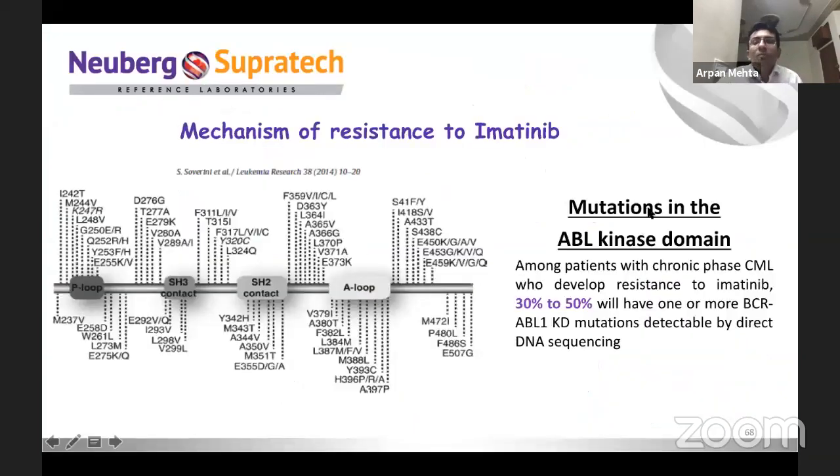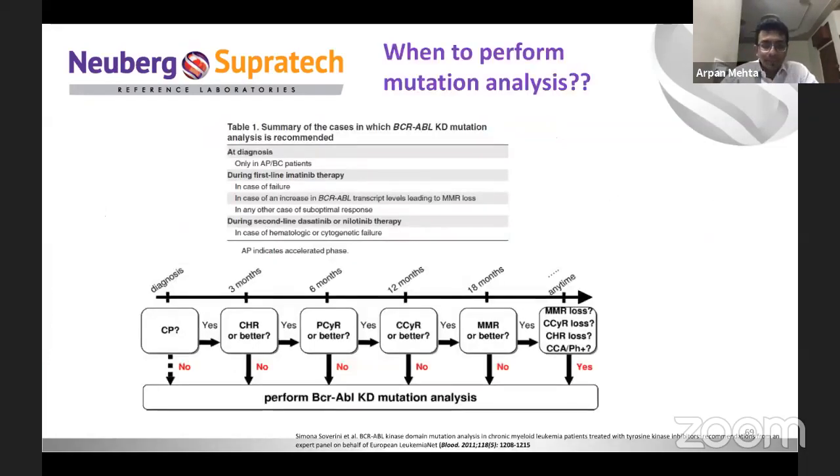It is found that among patients with chronic phase CML who develop resistance to imatinib, about 1/3 to 1/2 of them will have one or more BCR-ABL1 kinase domain mutations, which are detectable by direct DNA sequencing. So these are the indications for performing imatinib resistance or kinase domain mutation analysis. It needs to be done at diagnosis if it is an accelerated phase or blast phase, during first line imatinib therapy in case of failure, or in case of increase in BCR-ABL1 transcript levels leading to MMR loss, or in any other case of suboptimal response.